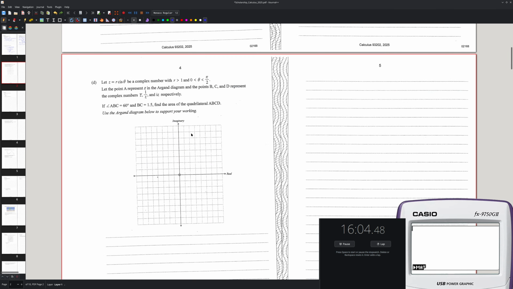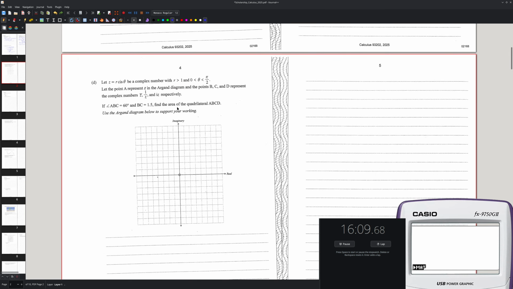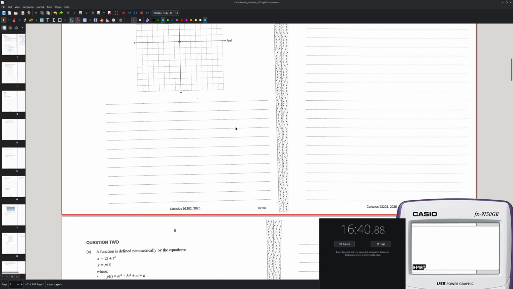Okay, let z equals r cis theta be a complex number. Oh, if angle ABC, wait, what? Okay, so obviously, r greater than 1, and 0, so z is somewhere here, right? So let's pick z here, and let's draw the unit circle. Wait, why is this so weird?